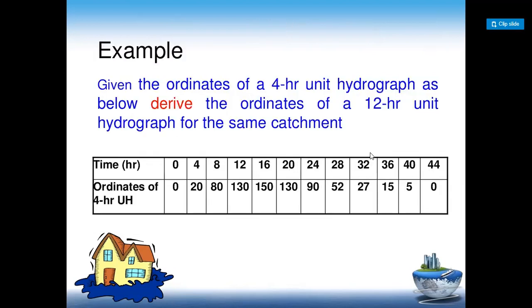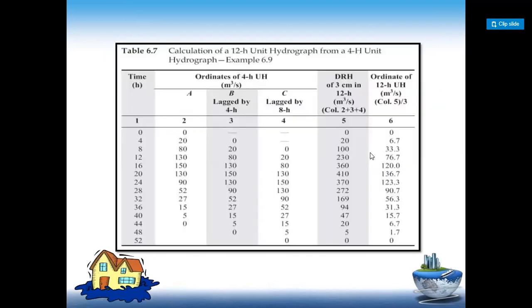Here also one example is there. Given the ordinates of a 4-hour unit hydrograph as below, derive the ordinates of a 12-hour unit hydrograph for the same catchment. Time in hours: 0, 4, 8, 12, 16, 20, 24, 28, 32, 36, 40, 44. The gap is 4 hours. Ordinates: 0, 20, 80, 130, 150, 130, 90, 52, 27, 15, 5, 0. These are the ordinates of the 4-hour unit hydrograph.